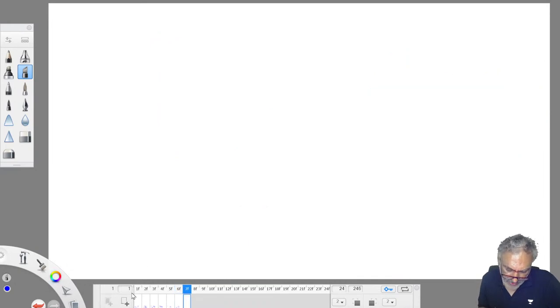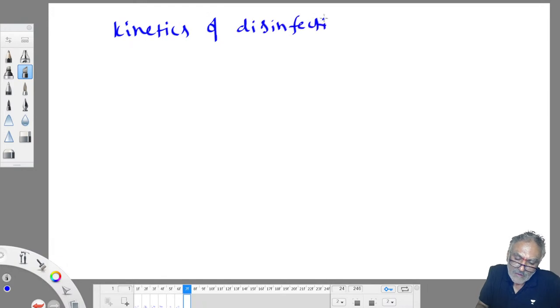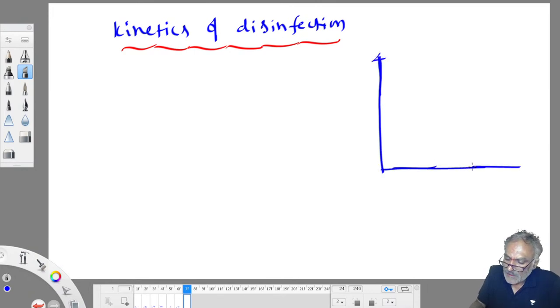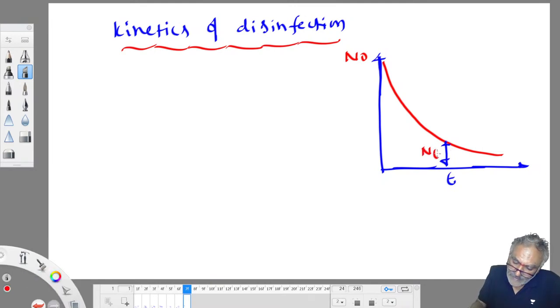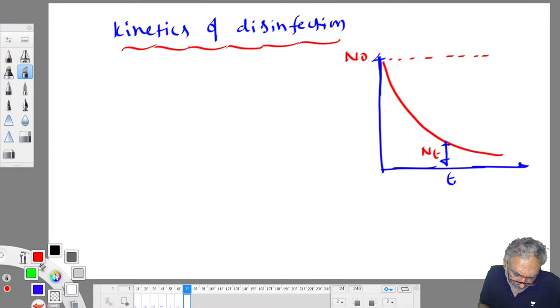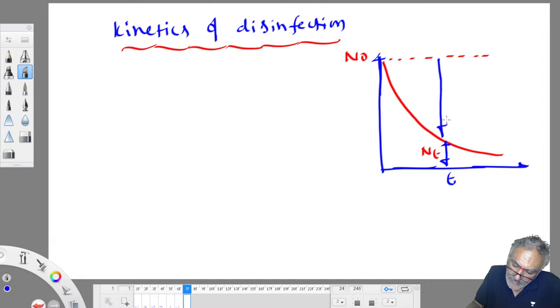There are some equations which we can also use while carrying out disinfection. They are called kinetics of disinfection. So when you carry out disinfection, what happens? Organisms in water slowly decrease. Initially it decreases exponentially and attains an asymptotic value. The initial number of organisms in water is n naught. Organisms remaining in water at any time t is nt. So n naught minus nt is the number of organisms removed from water, destroyed by disinfection.